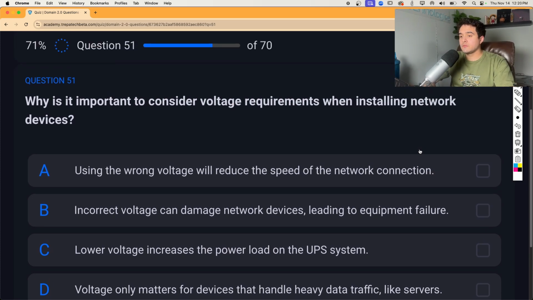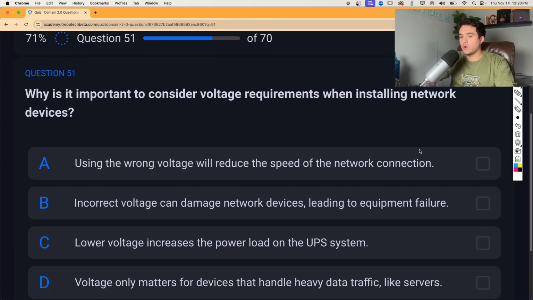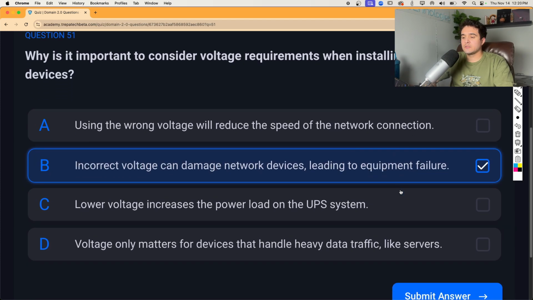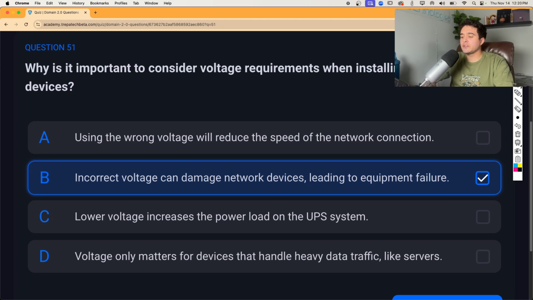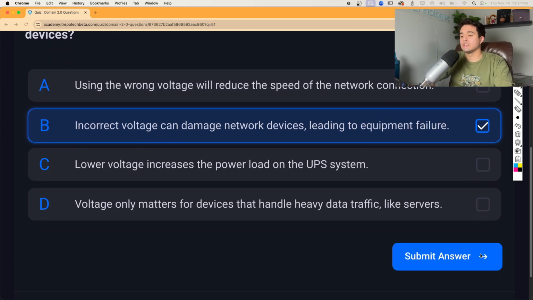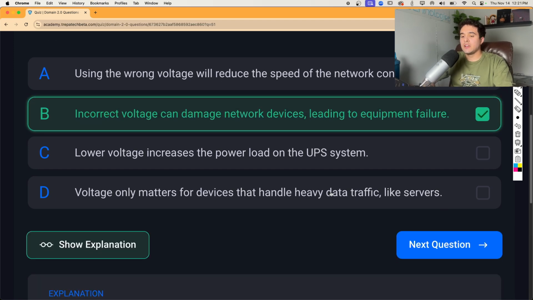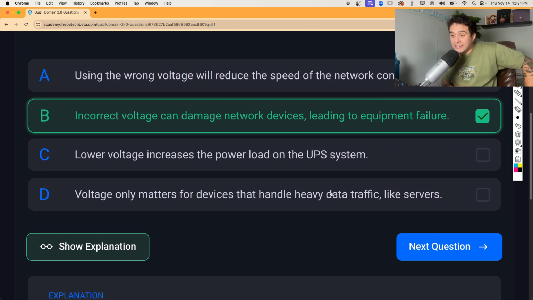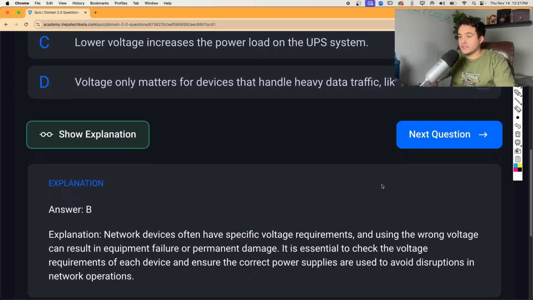Question 51. Why is it important to consider voltage requirements when installing network devices? So, I mean, it can damage networks. You may not have enough voltage. So, we're going to go with B. Incorrect voltage can damage network devices, leading to equipment failure. Let's read some of these other ones here. Is it A, using wrong voltage? Nah, no, that's not what it actually does. Maybe that could be a symptom. But anyways, that is B. Incorrect voltage can damage network devices, leading to equipment failure. Pause the video if you'd like to read the explanation.